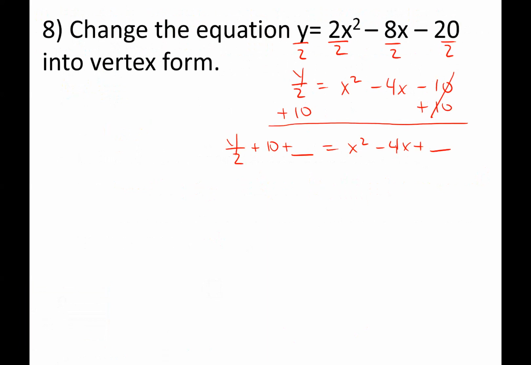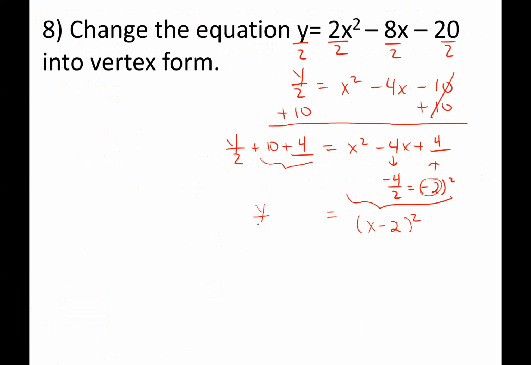Take the number in front of the x and divide it by 2. I get -2, square it, and I'm adding 4 to both sides. That is the completing the square process. Then we take what we have here. All of this on the right is supposed to factor to parentheses squared. We steal this number right here, put it in parentheses with the x. On this side, combine like terms.